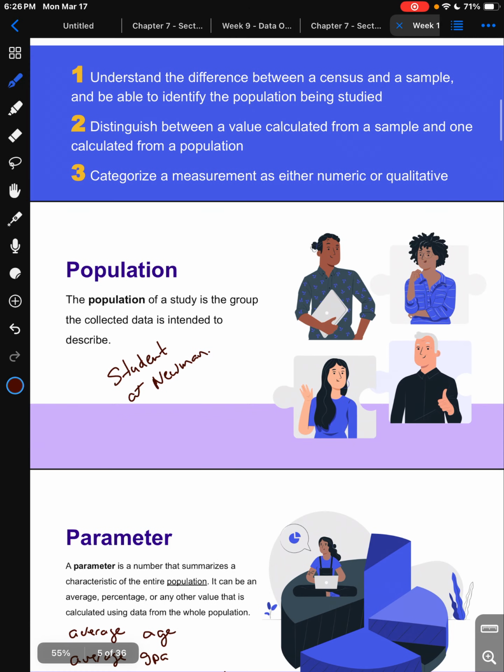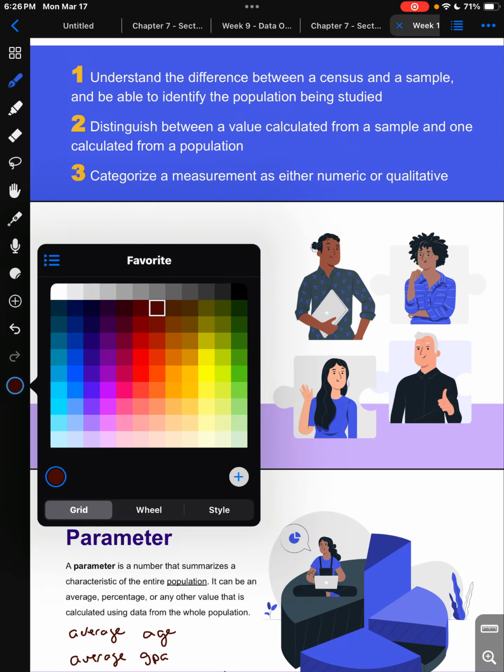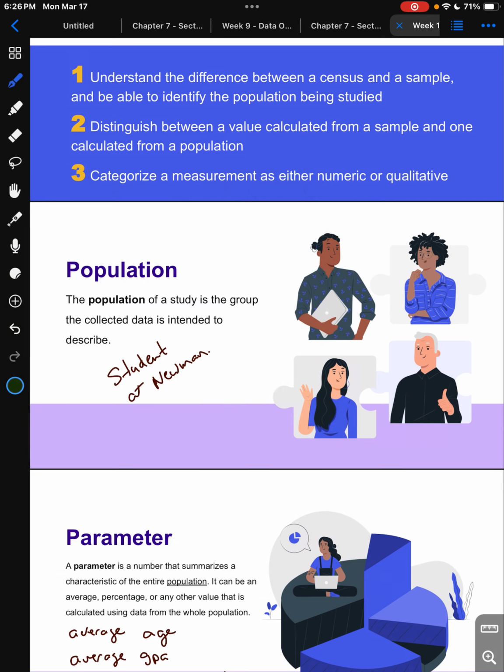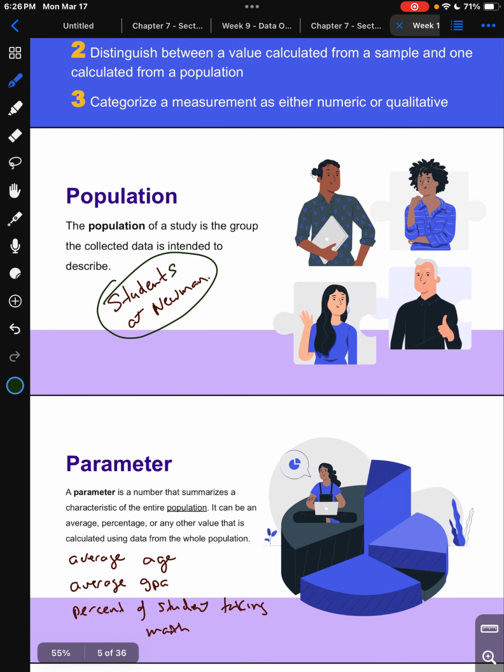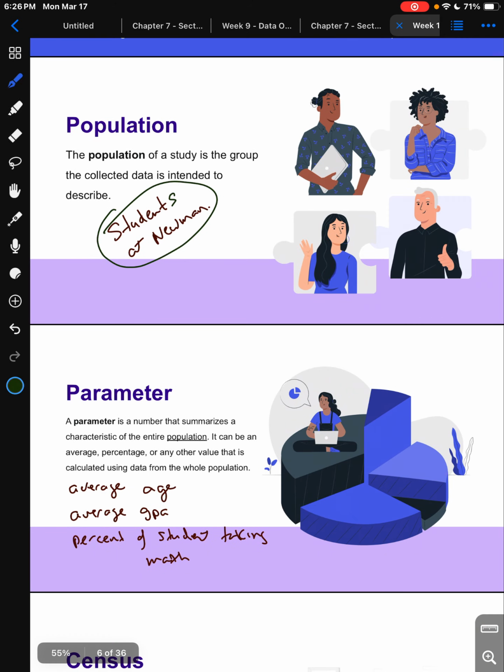So we're going to learn about some definitions. The first one is population. The population of a study is the group the collected data is intended to describe. An example of that would be students at Newman. That's a population. A parameter is a number that summarizes a characteristic of the entire population. It can be an average, percent, or any other value that is calculated using the data from the population. Some examples of that would be average age, average GPA, or percentage of students taking a math class. Those are some examples.